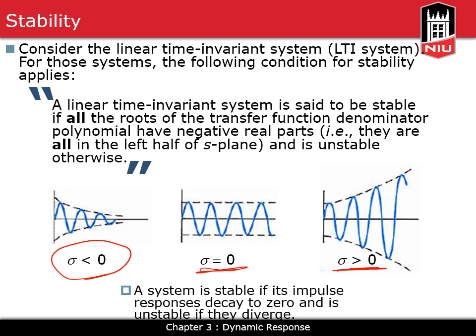Again, the system is stable if its impulse response decays to 0 and is unstable if the impulse response diverges. This could be counted as another definition of stability. But the condition is for all the poles to be in the left half plane. When we say poles, we mean poles of the closed loop transfer function. Pay attention to that. If you have a block diagram, you want to look at the stability, you have to first find the closed loop transfer function and then look at the poles of that transfer function.